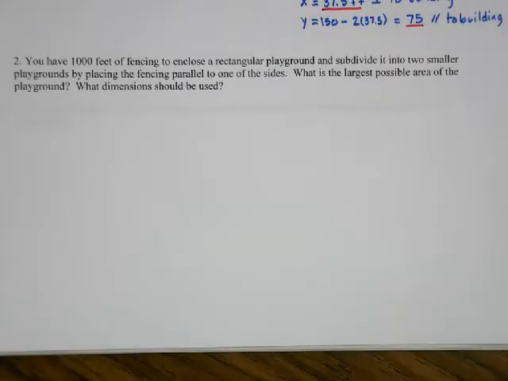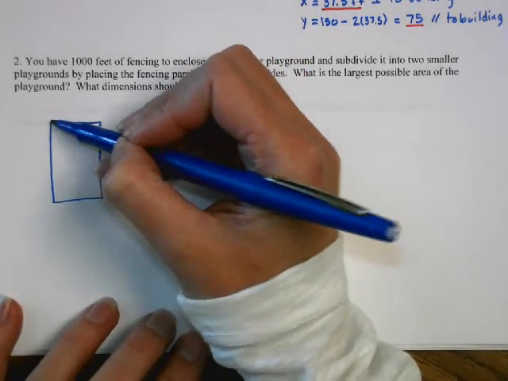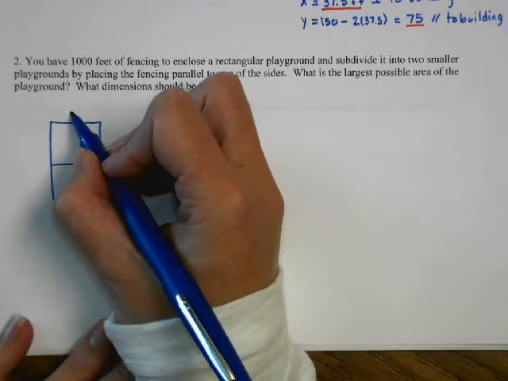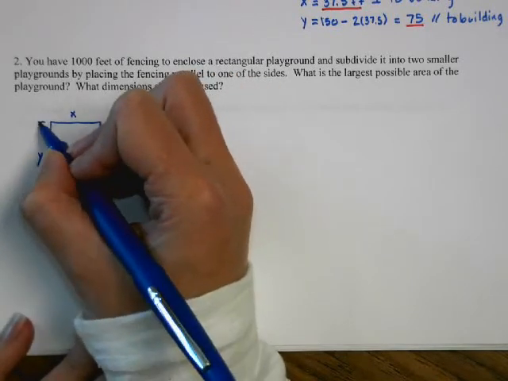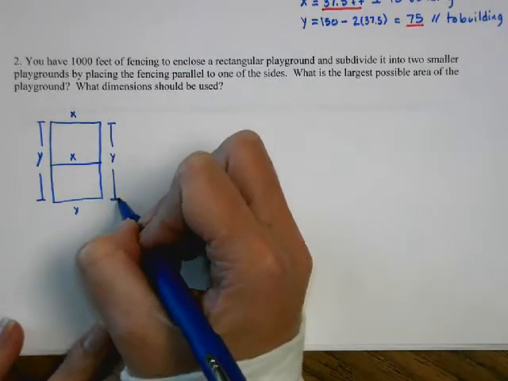Our second example: you have 1,000 feet of fencing to enclose a rectangular playground and subdivide it into 2 smaller playgrounds by placing the fencing parallel to one of the sides. What is the largest possible area of the playground? So we're going to have a rectangle and they're subdividing it into 2 areas. You can label this in different ways, but I'm going to label that x, and I'm going to label the whole side as y.